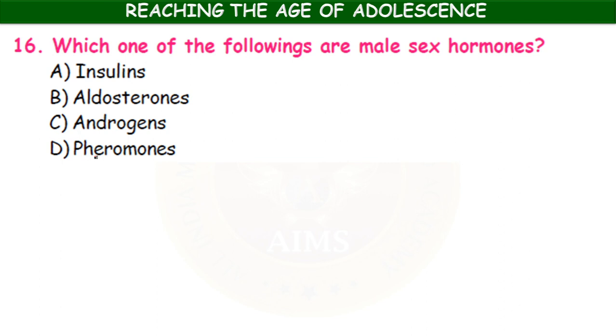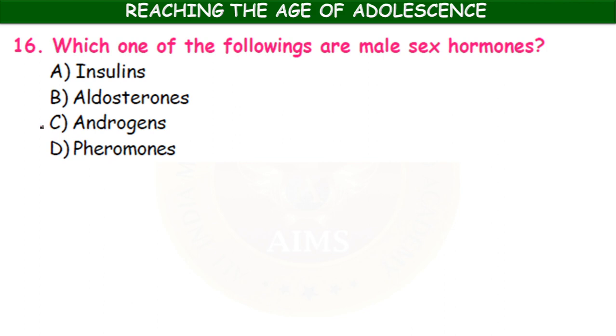Which one of the following are male sex hormones? Insulins, aldosterones, androgens, pheromones. Pheromones are the hormones secreted by insects to attract the female insect. Male insects secrete these pheromones. They communicate with the help of these hormones.